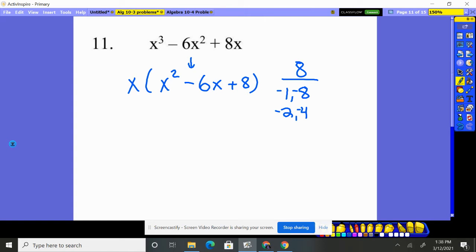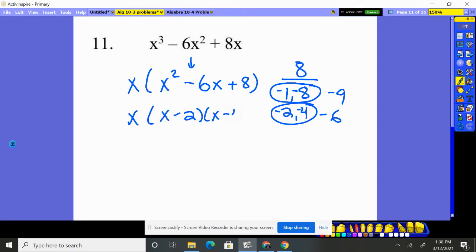So which pair is going to combine to give you a negative 6? These combine to give you a negative 9. These will combine to give you a negative 6. So it breaks down to x minus 2, x minus 4. So x is a factor of this trinomial, x minus 2 is a factor, and x minus 4 is a factor of it.